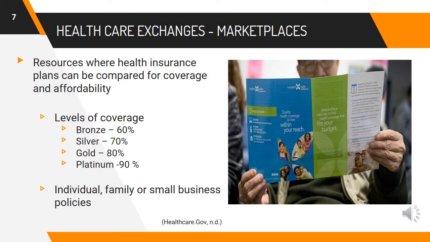Healthcare exchanges or marketplaces are resources where health insurance plans can be compared for coverage and affordability. Levels of coverage range from bronze at 60%, silver 70%, gold at 80%, and platinum at 90%. Plans are available for individual, family, or small businesses.